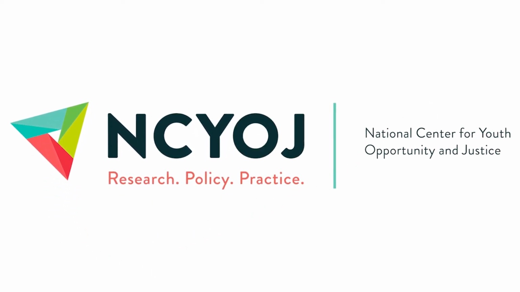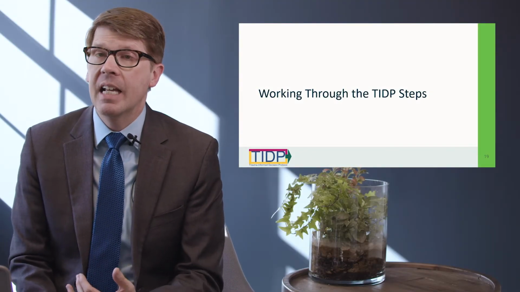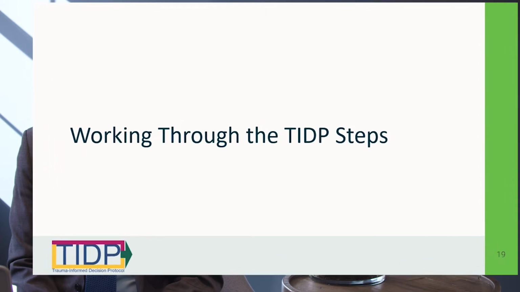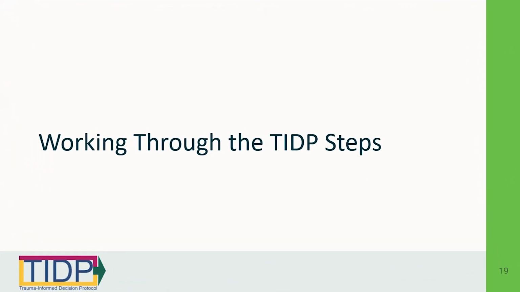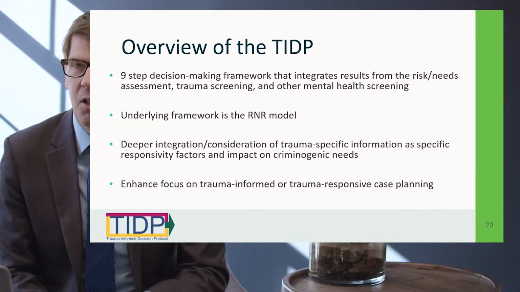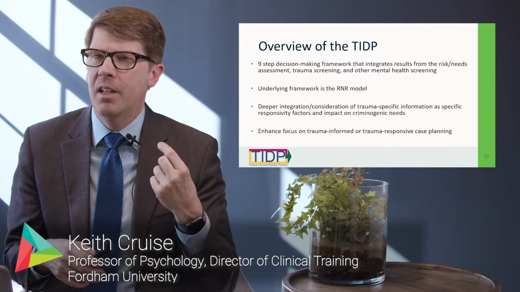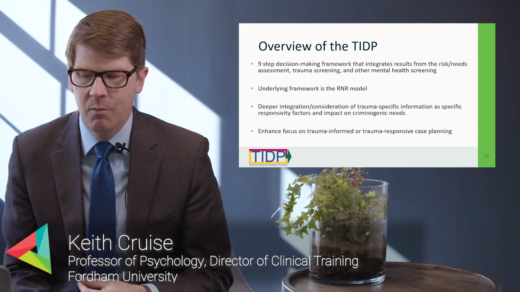So now we're going to start the second module in the TIDP training, which is working through the 9 steps of the TIDP. And just as a reminder, what are we talking about here with the TIDP? We're going to be reviewing 9 decision steps. That's this integrative framework. It's going to be drawing on information where you're going to be plotting key decision points from the Youth Level of Service Case Management Inventory.